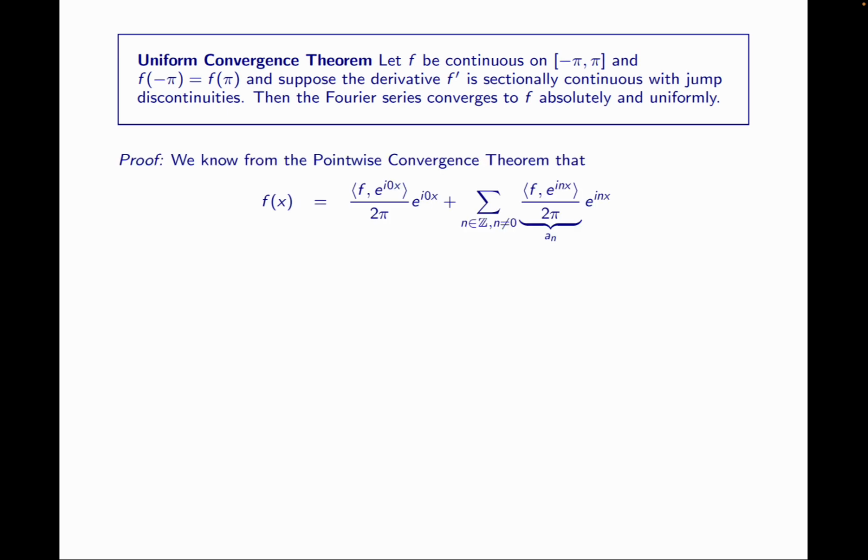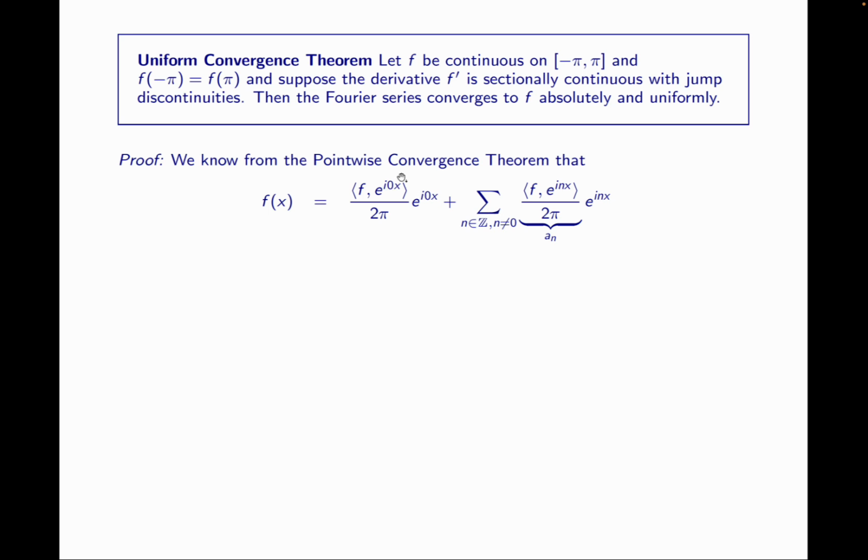So let's take a look at the proof. We know from the pointwise convergence theorem that I can express f in a Fourier series. In fact, that follows from the completeness of the Fourier family. But from the pointwise convergence theorem, we know that we actually get convergence at each x pointwise.